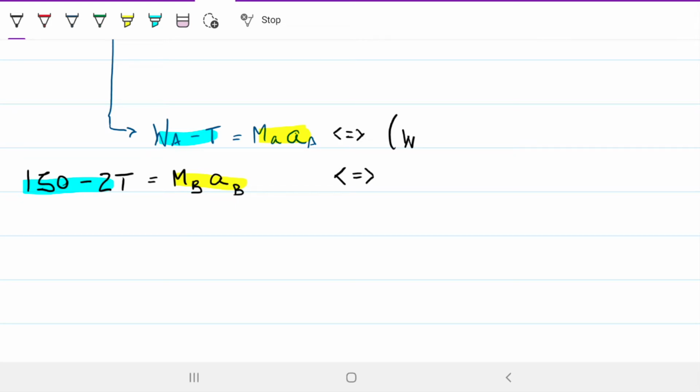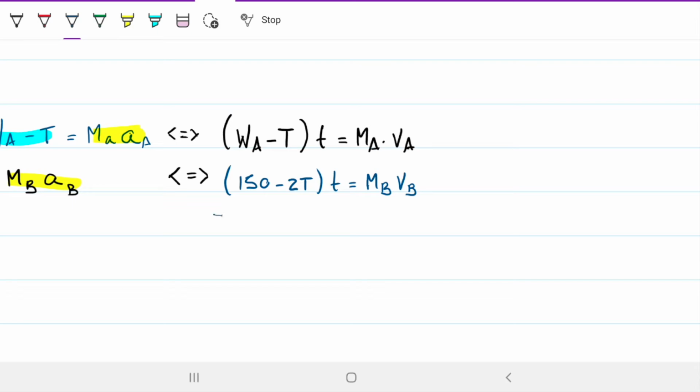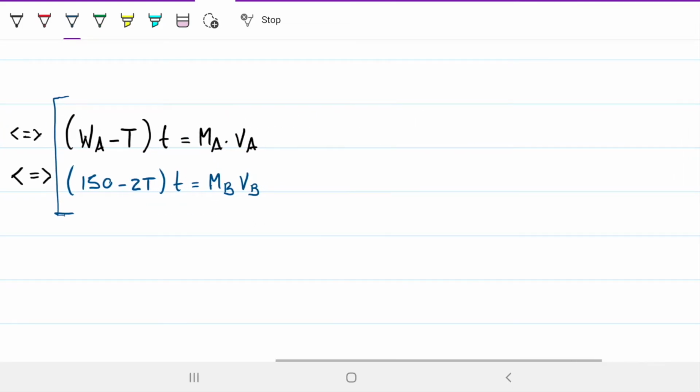The resulting force, I should say, the weight of A minus T times the time, and on the right-hand side, the mass of A times the velocity of A. Here, let's change colors. The resulting force, which is 150 minus 2T, the tension, times the time, equals the mass of B times the velocity of B. In this case, they are both related because as one block moves, the other block moves, so this is the same time component for both cases at any given moment.